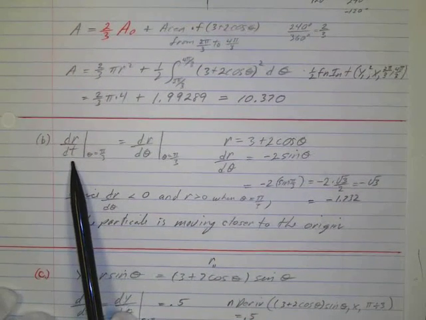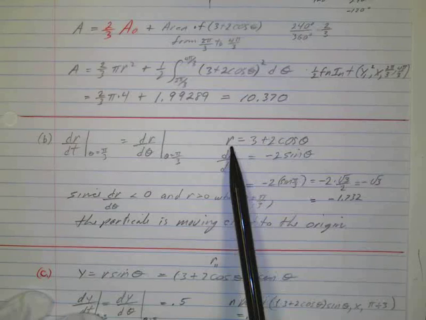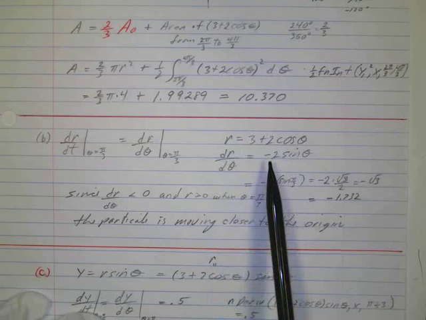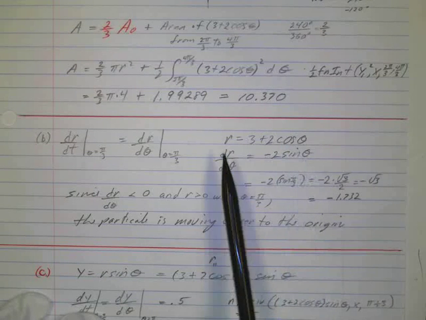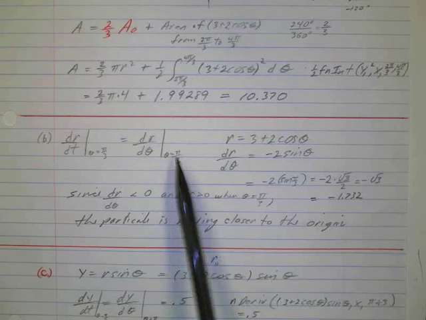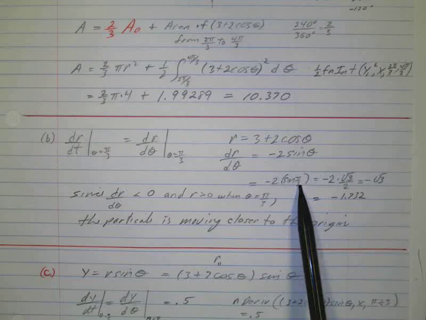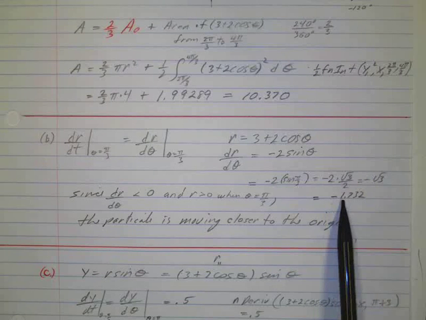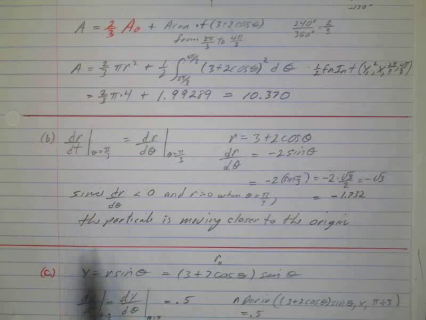Okay, so dr/dt is the same thing as dr/d theta. Well, can we find dr/d theta? r is 3 plus 2 cosine of theta, so dr/d theta is just, the derivative of the cosine is negative sine, so negative 2 sine of theta. That's dr/d theta. If we evaluate that at pi over 3, that's going to be negative 2 sine of pi over 3, and the sine of pi over 3 is the square root of 3 over 2. That's just negative the square root of 3, which is negative 1.732. So this is negative.